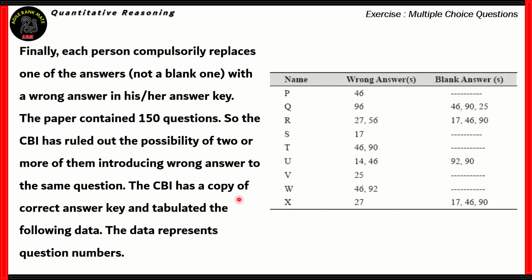The CBI has a copy of the correct answer key and tabulated the following data. The data represents question numbers. So the wrong answers are written in a column, blank answers are written in another column, and the name of the person who made the answer key is also written in the third column. Now let's look at the questions attached to this.